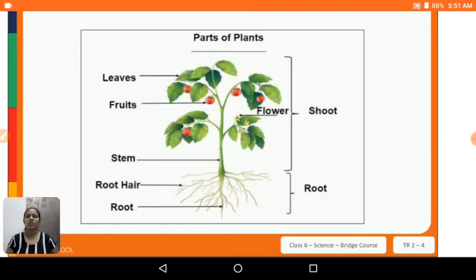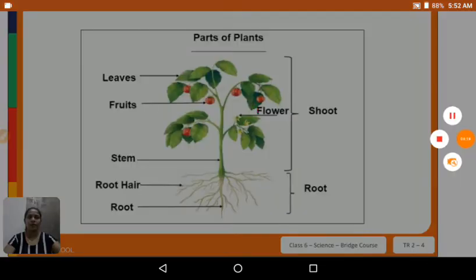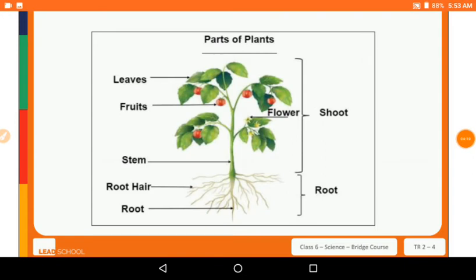So these are the basic questions that you should know about the parts of a plant. Now you have to draw all these parts of a plant, labeling the shoot system and root system and all their parts, in your notebook as homework.